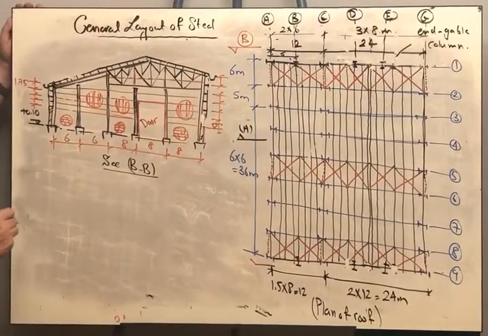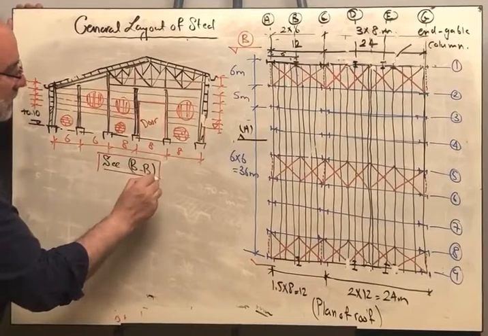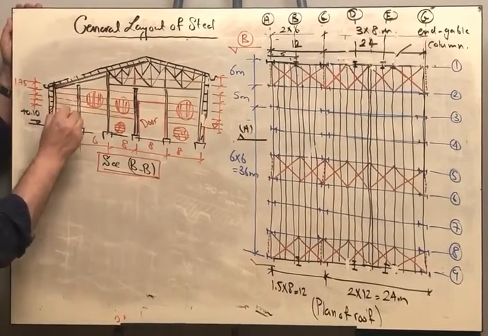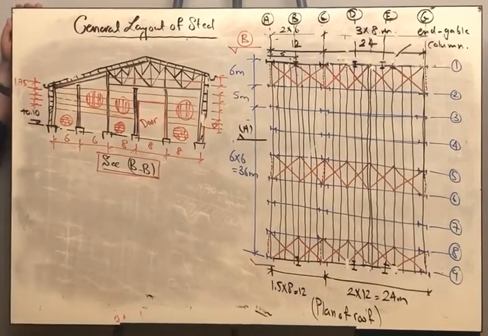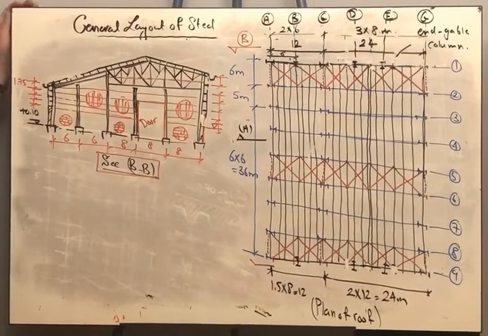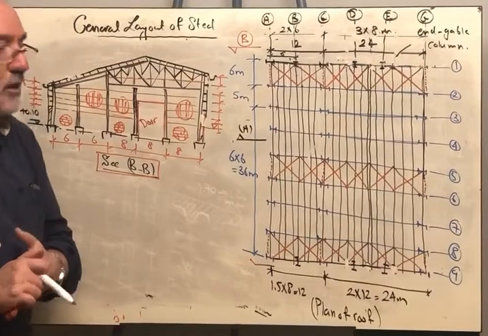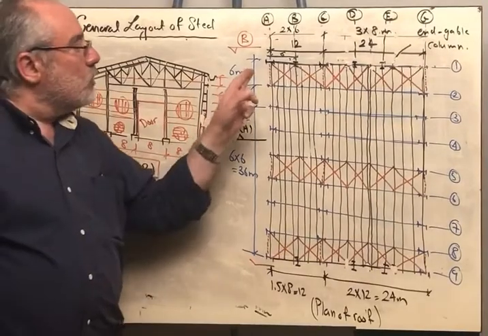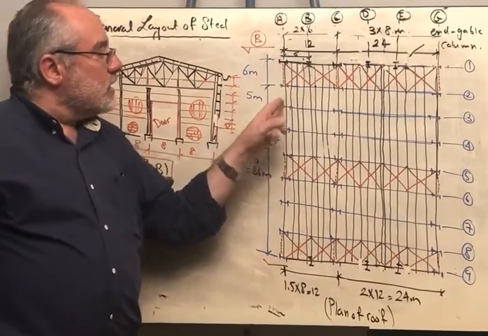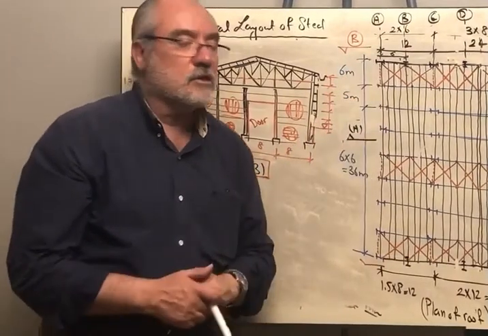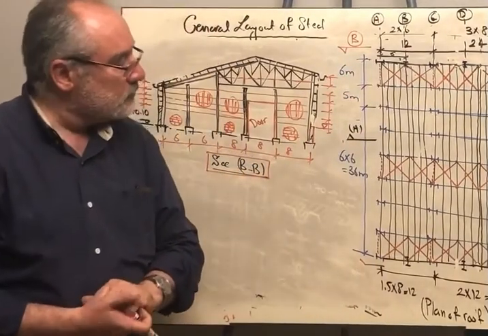Okay, and this will be section B. It is exactly like section A, except that we provided the end gable columns and the purlins in the sides. Okay, and I will continue with you in another lecture where I'm going to elaborate on the side view and the transversal wind bracing. Thank you.